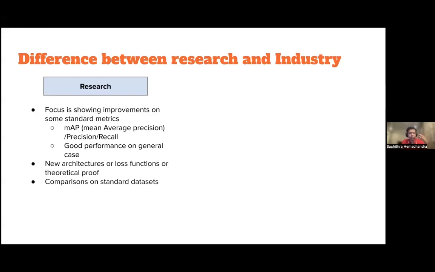And you care about good performance on things like mean average precision or PR curves. So a lot of focus is on new architectures that move the boundary of some of these metrics, or new loss functions that help you converge faster or improve performance, or some sort of new theoretical proof. And this is pushing the boundary of human knowledge in a lot of sense, and you have a lot of standard data sets.